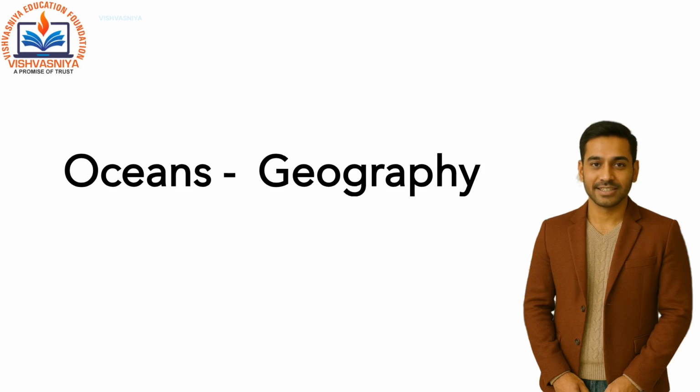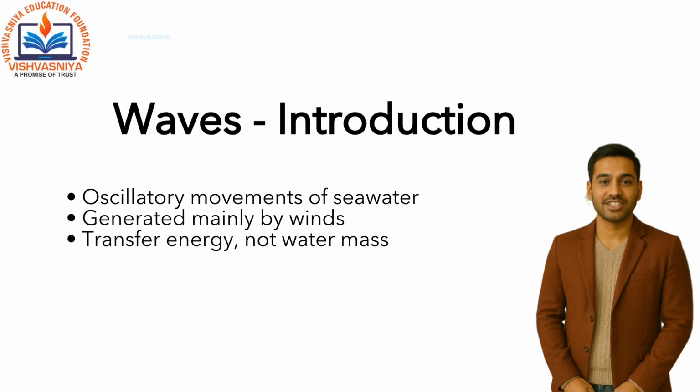Hello students, in our previous session, we studied why oceans matter, the five major oceans of the world, the relief of the ocean floor, coral reefs, and the concept of salinity. Today, we'll move ahead with some very dynamic topics: waves, currents, El Nino and La Nina, tides, and ocean-linked transport routes. Waves are the oscillatory movements of seawater, mainly generated by winds.